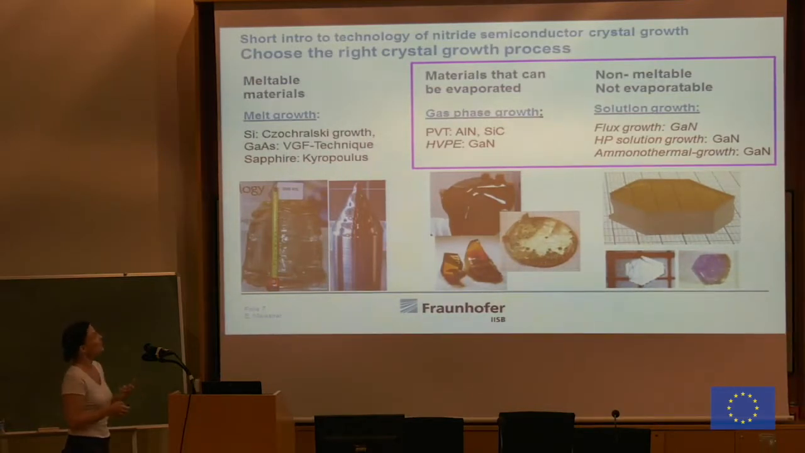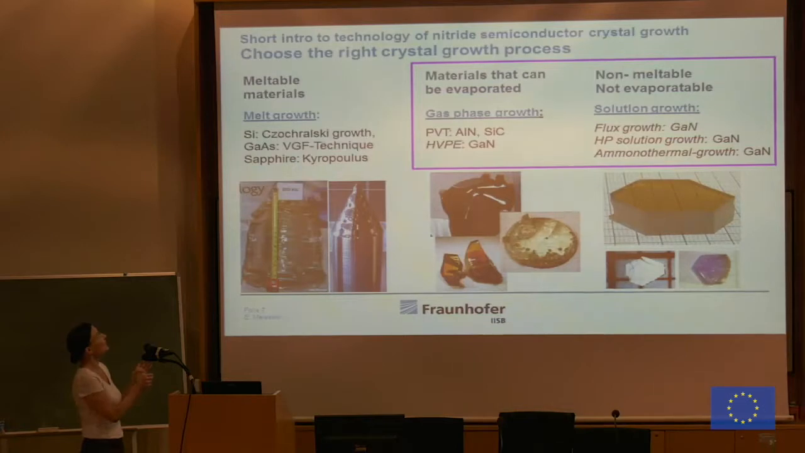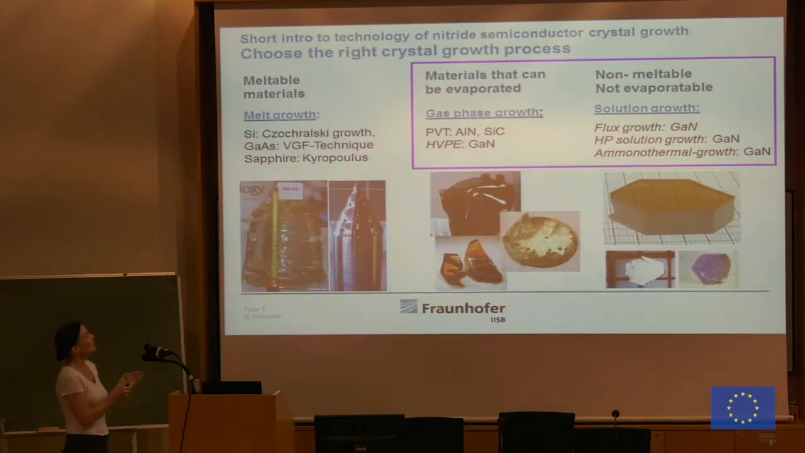So as I said, you have 3 choices. You can either melt your material, you can evaporate it, or you can solve your material in something. If you want to melt it, it's essential that you have a meltable material. And this is the case, for example, for the well-known silicon, for gallium arsenide, for sapphire. And you have different growth techniques, like the Czochralski growth technique. You have the VGF, called vertical gradient freeze technique. It means that you're moving an isotherm through your melt in order to solidify your crystal. You have the Kyropoulos growth. This is, for example, the technique with which sapphire is grown.